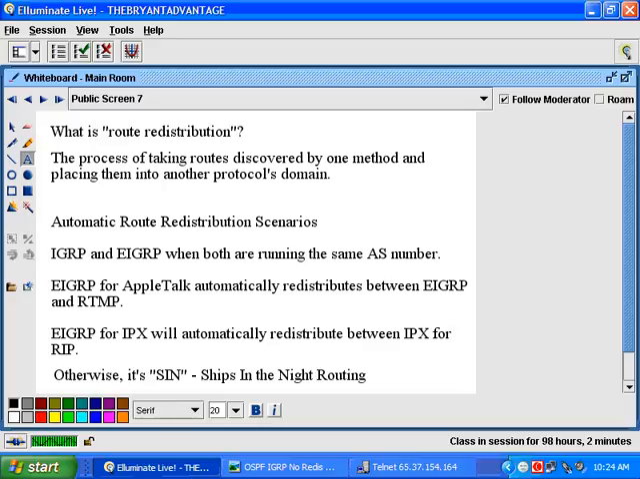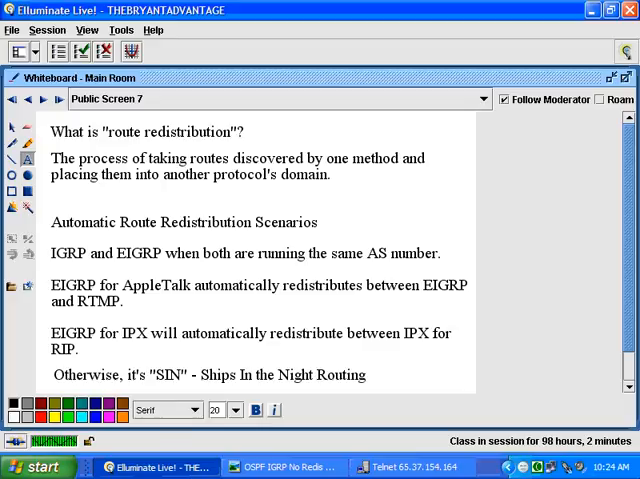If you're running EIGRP for AppleTalk, that will automatically redistribute between 2 other protocols, plain old EIGRP and RTMP, which is the Routing Table Management Protocol. This is an AppleTalk routing protocol. And EIGRP for IPX, the Inter-Network Packet Exchange, it's a networking protocol used by Novell NetWare. That will automatically redistribute routes with IPX for RIP, or RIP for IPX, depending on how you want to look at it. Otherwise, it is SIN, ships in the night routing.